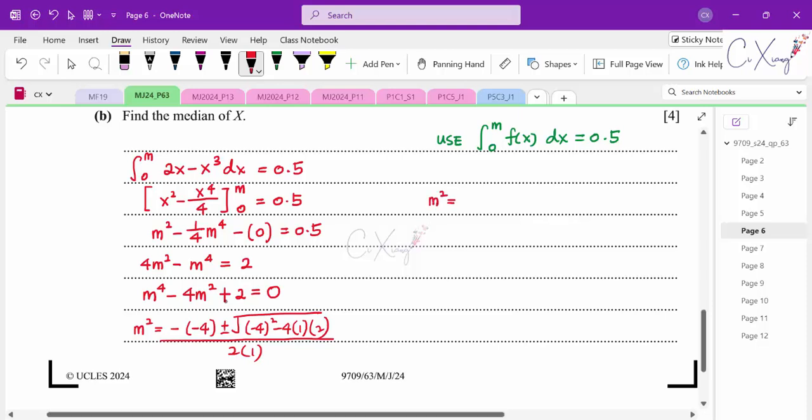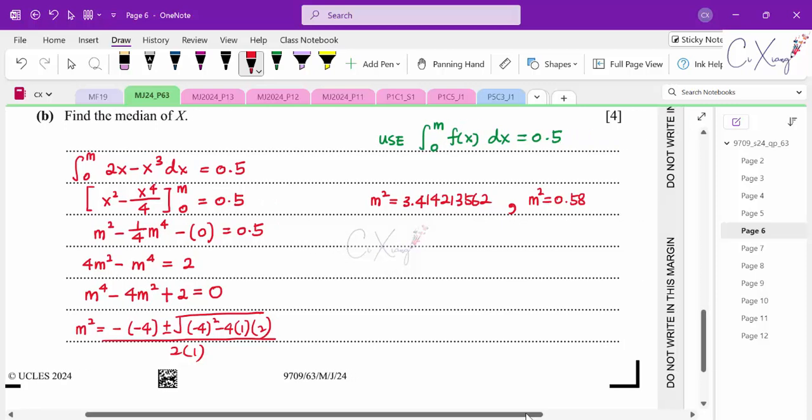The first one should be a long value, 3.414213562. Another one will be m squared equals 0.585 and so on. It's a very long value.